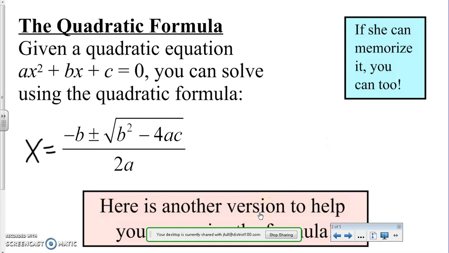Okay, so like I said, if she can memorize it, you can too. Here's another version that's a little bit easier to understand. That's by actually a local school, and hopefully you'll play this over and over again so it gets stuck in your head and you don't forget the formula.